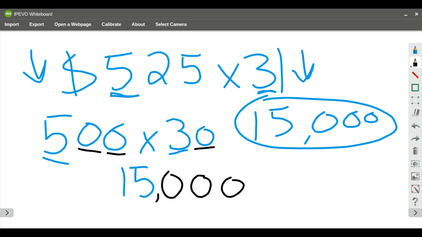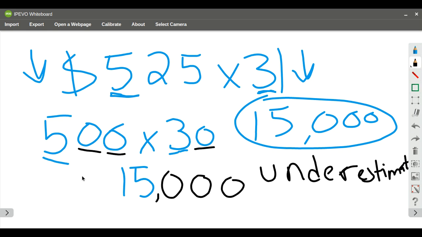So the question goes back to, did they make enough profit in March? Well, they needed to make at least 15,000, and the estimate is 15,000. But here's the thing about the estimate. The estimate is actually an underestimate. I underestimated what the sales were going to be because I rounded both numbers down.